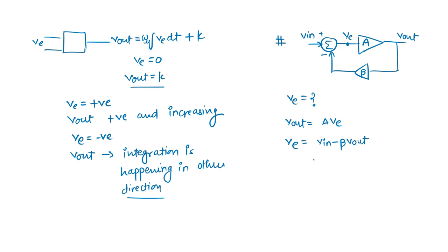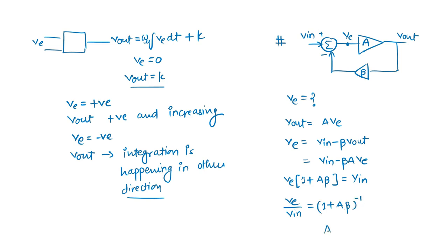So what is V out? V out is A times V error. So V error equals V in minus beta A V error. Let me take V error common on this side: 1 plus A beta times V error equals V in. So the relative error, meaning the error with respect to the input voltage, is 1 plus A beta inverse.